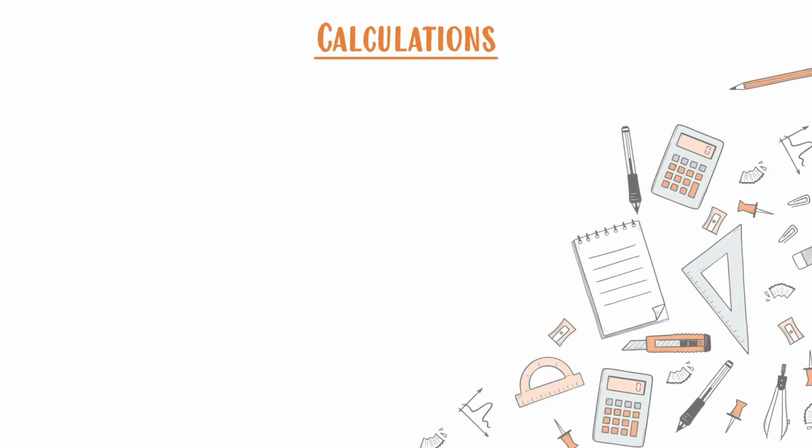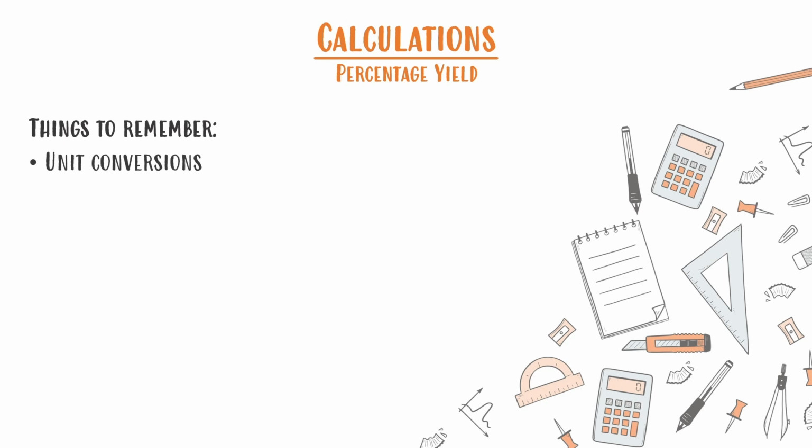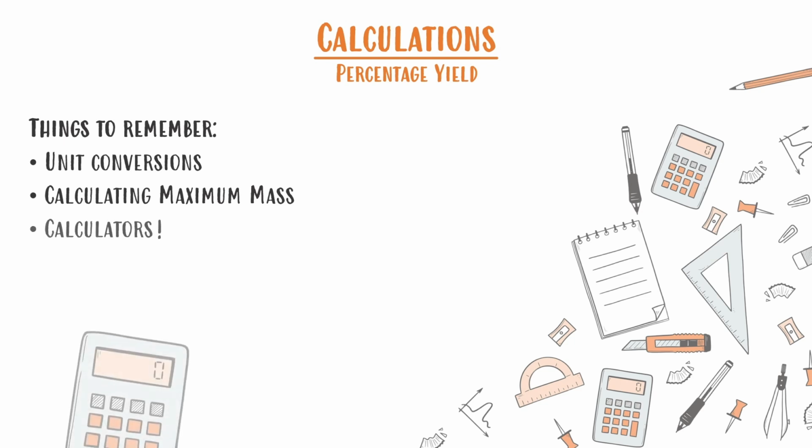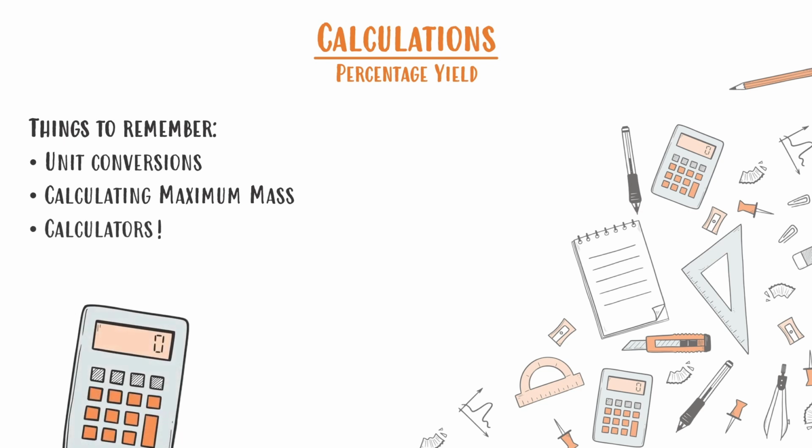In this video, we'll be looking at calculations, in particular, percentage yield. Now, here's a few things to remember. Starting off are unit conversions. You'll be often asked to convert units before you attempt the calculation. Next up is calculating the maximum mass, and you have to know how much is being produced in order for you to work out percentage yield. And lastly, calculators. You are always allowed a calculator in your science exam, so make sure you have one.